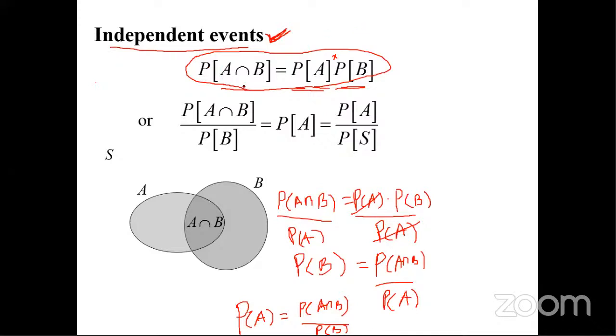Okay? So we are saying the probability of the intersection, A intersection B, is the probability of A multiplied by the probability of B. The point is knowing whether the events are independent or not. We are going to look at examples. If you want to find the probability of A and you have the intersection, you just divide and then you get the given answer.